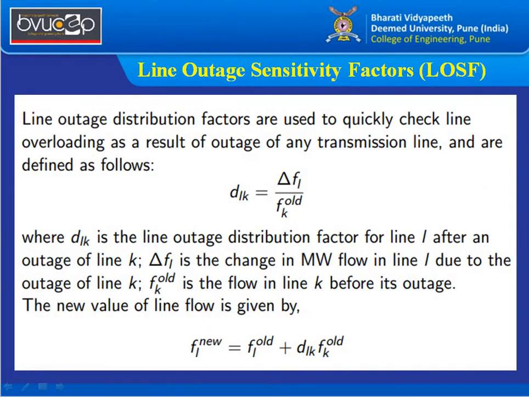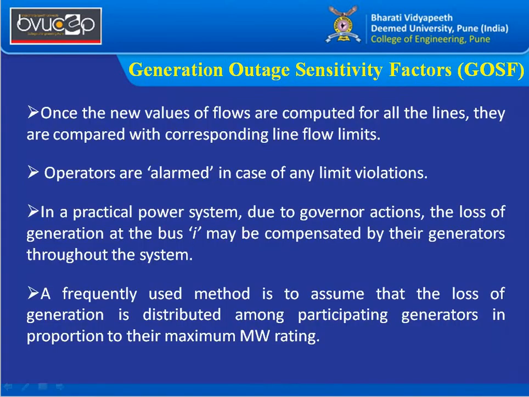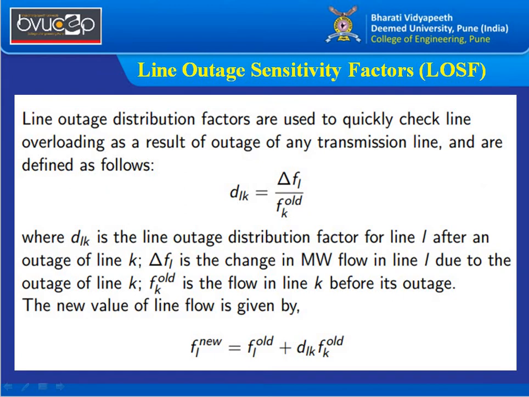Then the next important thing is the line outage sensitivity factor. It is also called the line outage distribution factor. These are used for quick checking of transmission line cases for overloading, and can be defined as follows. D is the distribution factor, d_lk, where L is related to the transmission line and K is the outage of that particular line. So note down, this I is related to the generator and this K is related to the transmission line. Delta LK is the line distribution factor for line L after an outage of line K. Delta FL is the change in power flow in megawatts in line L due to the outage of line K.